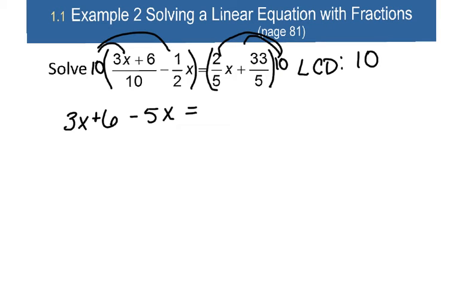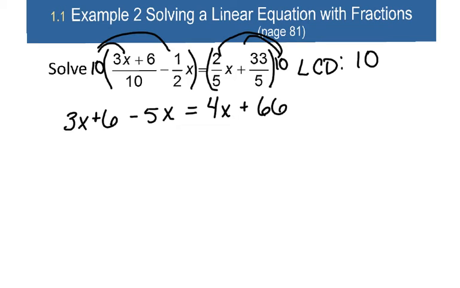Well, 10 times a negative 1/2, that's going to give us a negative 5x. Okay, now moving to the right side of the equation. What we have here, distributing the 10 to the 2/5 x. Well, 10 times 2/5, that is going to give us 4x. And then the 10 times 33/5, that's going to give us 66.